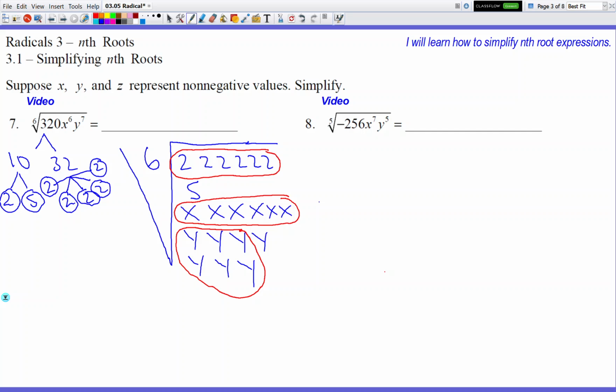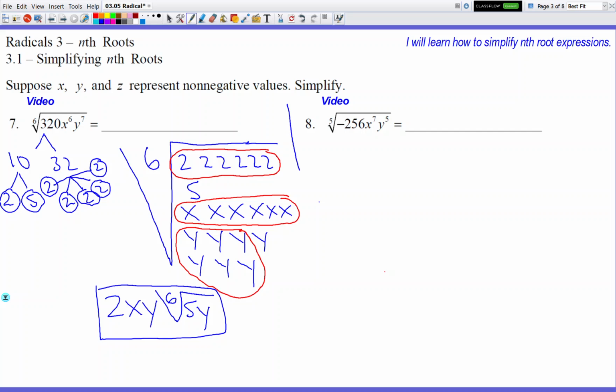So what's going to jump outside? 2 jumps outside, x jumps outside, y jumps outside. This is a 6th root radical of, what's left? 5y. And there's your answer. Okay. Alrighty, next problem.